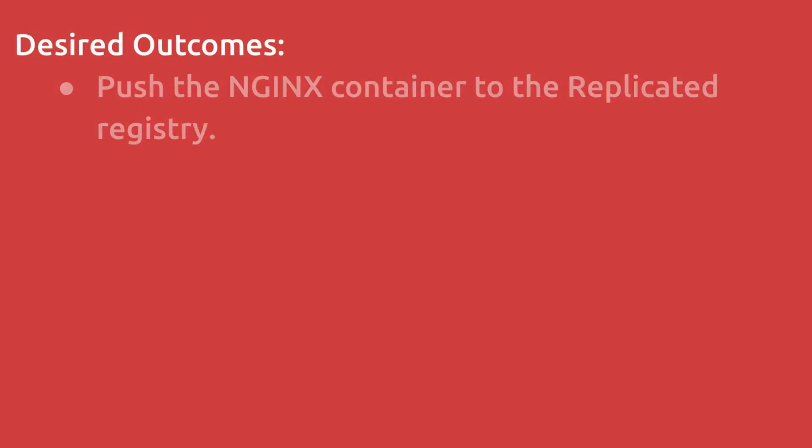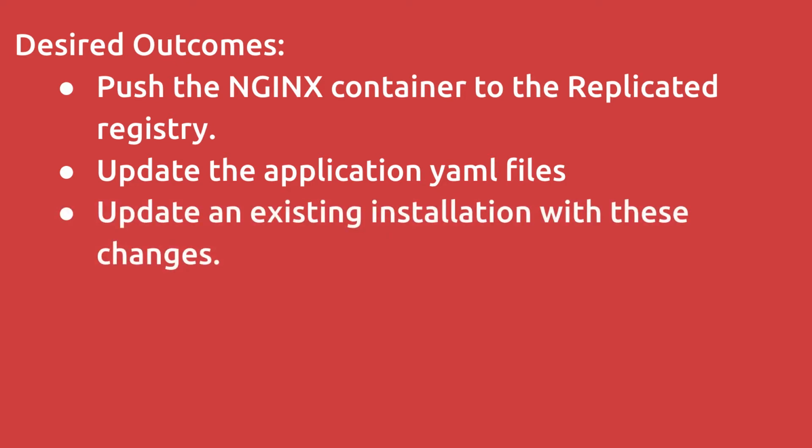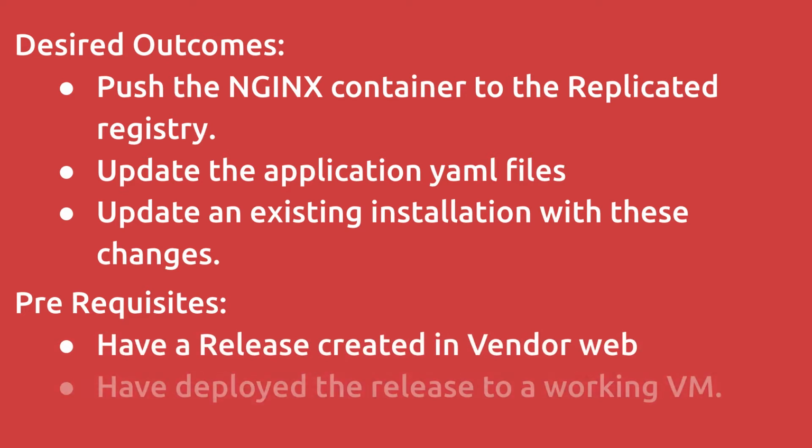To connect to the registry, today we're going to take the public Nginx container and push it to the Replicated registry. After that, we'll go into our deployment files and update the YAML where we're referencing the registry in the tag. Then we'll update an application that we already have up and running with these changes. If you want to follow along, you should probably have watched the previous videos where we show you how to create the release in the vendor portal, and also how to deploy it into a VM.